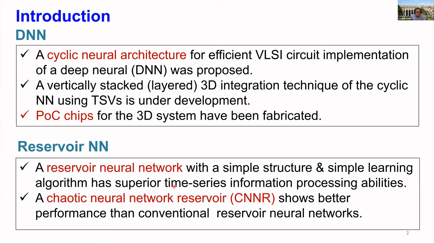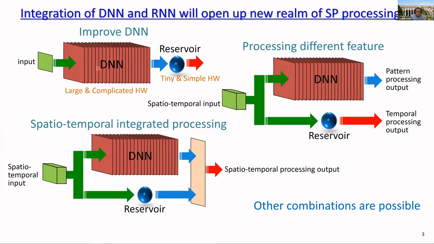And we actually extended the reservoir neural network to a chaotic neural network reservoir, which is CNNR, to get more dynamics in the reservoir. So we actually have two realms of neural networks, and if we combine and integrate those two in one chip, we may open up a new realm of spatial temporal processing paradigm.